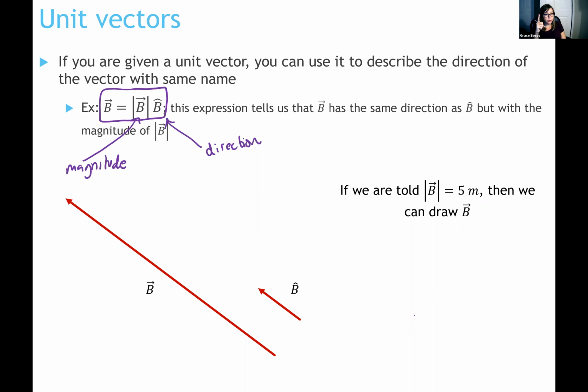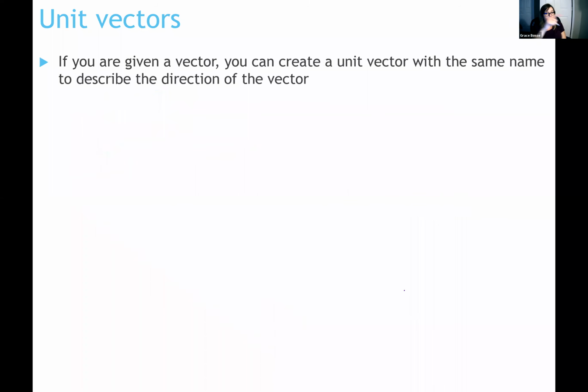So this is one use of a unit vector, is to describe just the direction of that vector. Maybe I don't really care about the length of vector b. I just needed to know the direction of it. Unit vector b holds all of that information. We can also go in the reverse. So let's say we know a vector and we want to create a unit vector to describe that direction. What we can do is create a unit vector. It's going to have the same name as our original vector, and it will describe the direction of that vector.